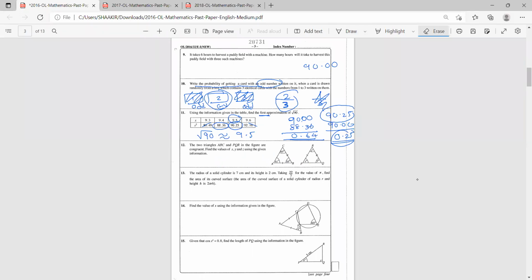Okay, children. So that's all we have in question number 12. So now let's move to question number 13. Question number 13 is based on the area. Let's see what they are saying.